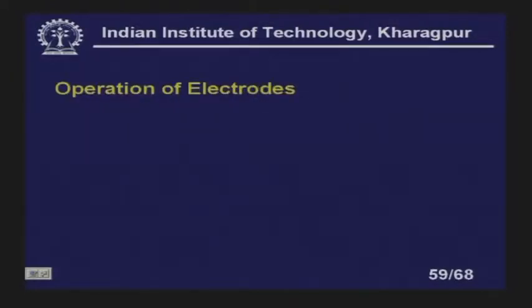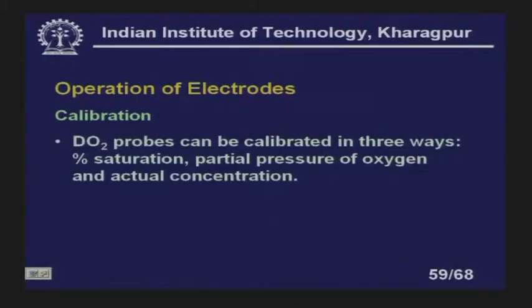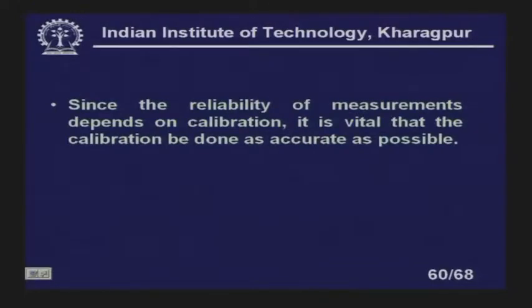Now, operations of the electrodes, let us look at. Calibration, this is the most important thing. DO2 probes can be calibrated in three ways: percentage saturation, partial pressure of oxygen, and actual concentration. Since the reliability of measurements depends on the calibration, it is vital that the calibration is done as accurately as possible, right. We will show some equations by which we can make the calibrations.